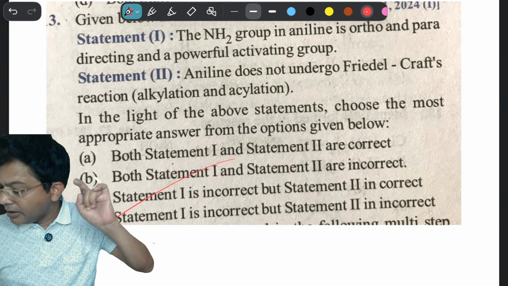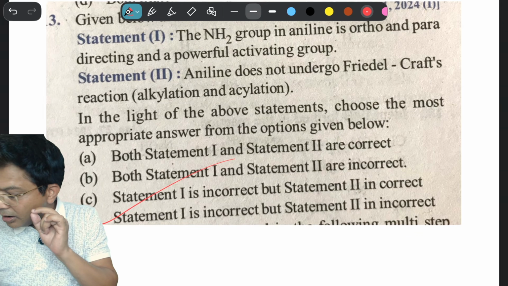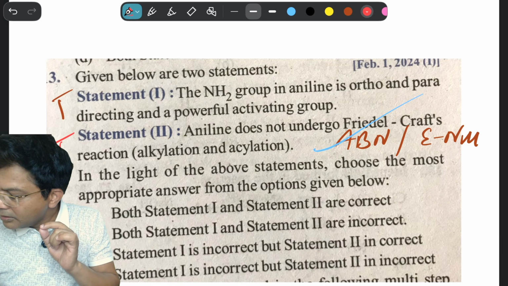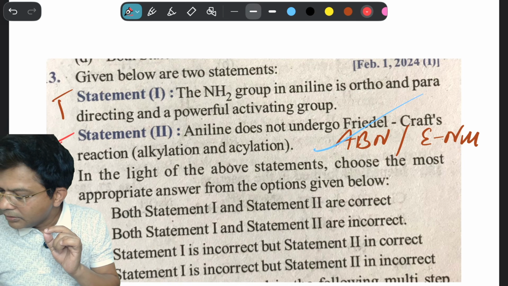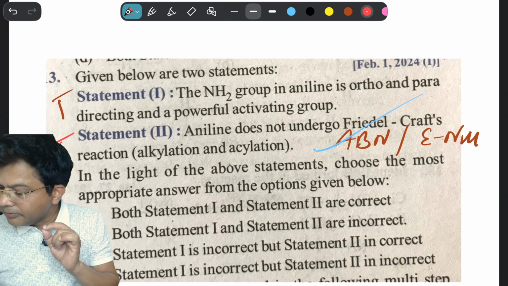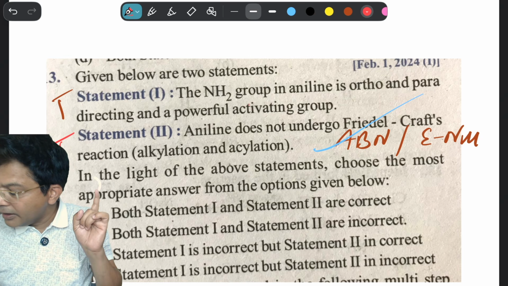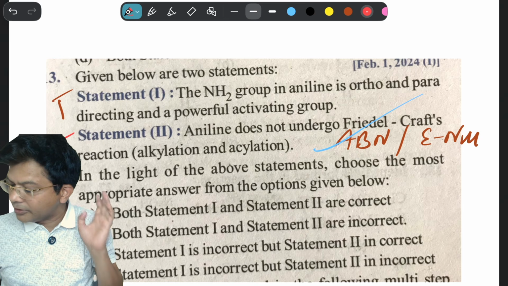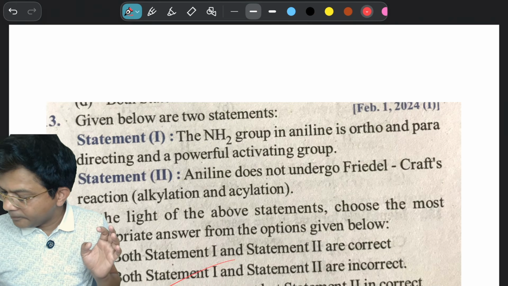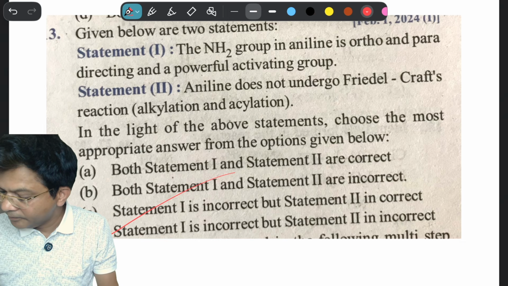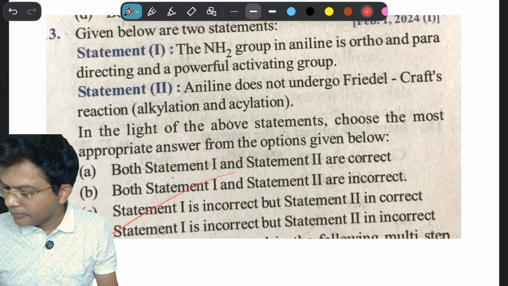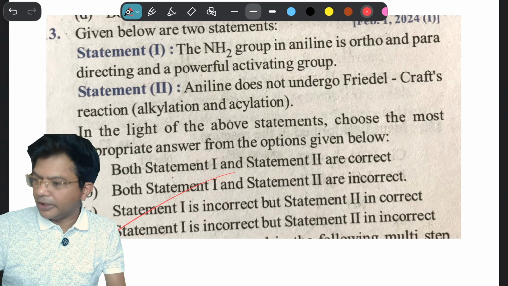Statement 1 is incorrect? Here, 1 is incorrect. Let me check it out. Statement 1, the NH2 group in aniline is ortho and para directing and a powerful activating group. Oh, both are correct. This answer is given wrong. Who marked it? My team. This answer is given wrong. Let me show you. Let me check.